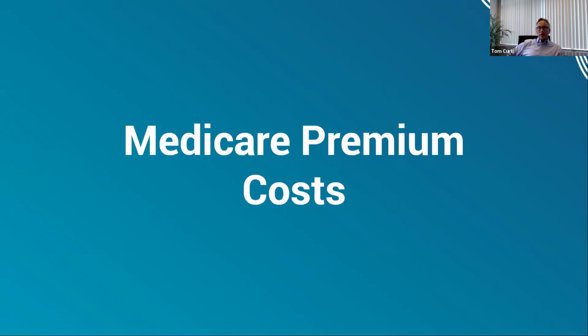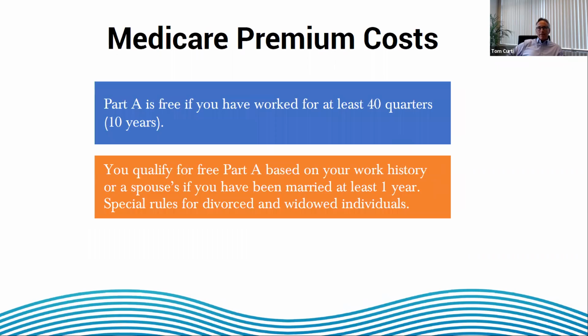So let's get into a little bit of the cost of Medicare. So Part A is free if you've got a work history of 40 quarters or 10 years. You can also qualify on your spouse's work history if you've been married for at least 1 year. And there are special rules that apply for divorced and widowed individuals that emulate the Social Security rules or the 10-year rule.